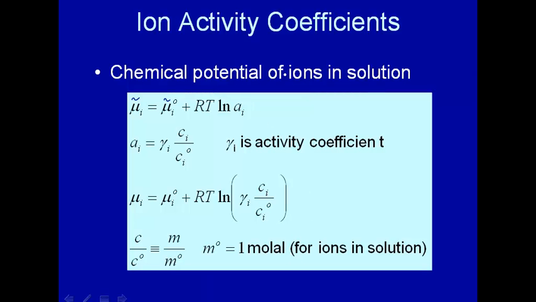Okay, so chemical potential of ions in solution. For instance, if you dissolve sodium chloride into water, you get ions, and we saw from the last lecture that we have to consider not only the chemical potential but also the electric potential of the sodium ions and chloride ions, and we combine those into an electrochemical potential. Now what we're going to do is look in more detail at those.